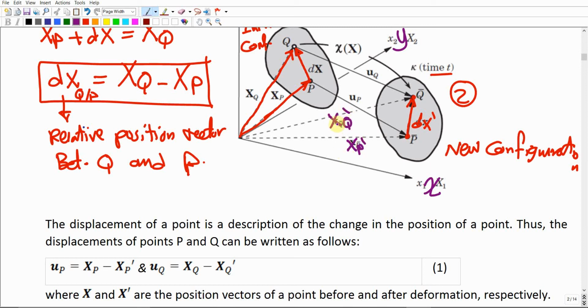XQ became XQ dash. So if there is a difference between XQ and XQ dash, this means that this point Q has been moved. It has displacement. But if the XQ and XQ dash are identical, the same, then there is no displacement. It means that this point Q is a fixed point. It will not be moving, right?